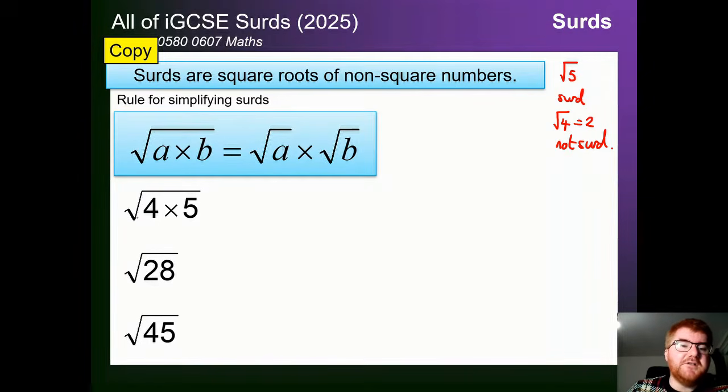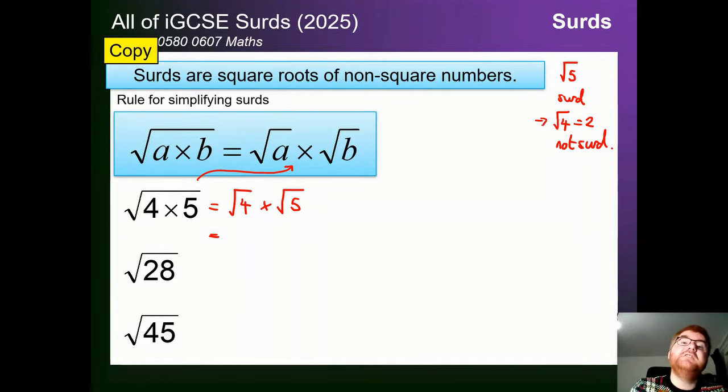So notice here we've got the square root of 4 times 5. I can use this rule directly here to split this into the square root of 4 times the square root of 5. Why do we do this? Well, this means then we can work out the square root of 4, which is equal to 2. Remember, something times something gives you 4. What is that something? That's 2. And then we can just write the root 5 next to it. Remember, with algebra, 2 root 5 means the same as 2 times root 5.